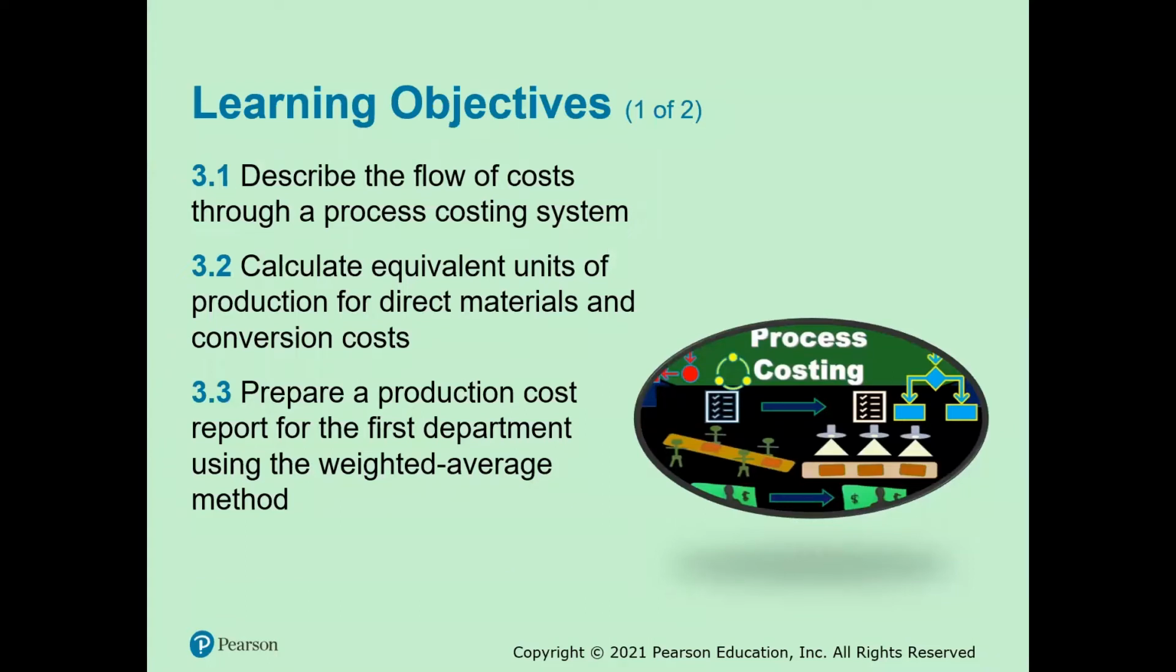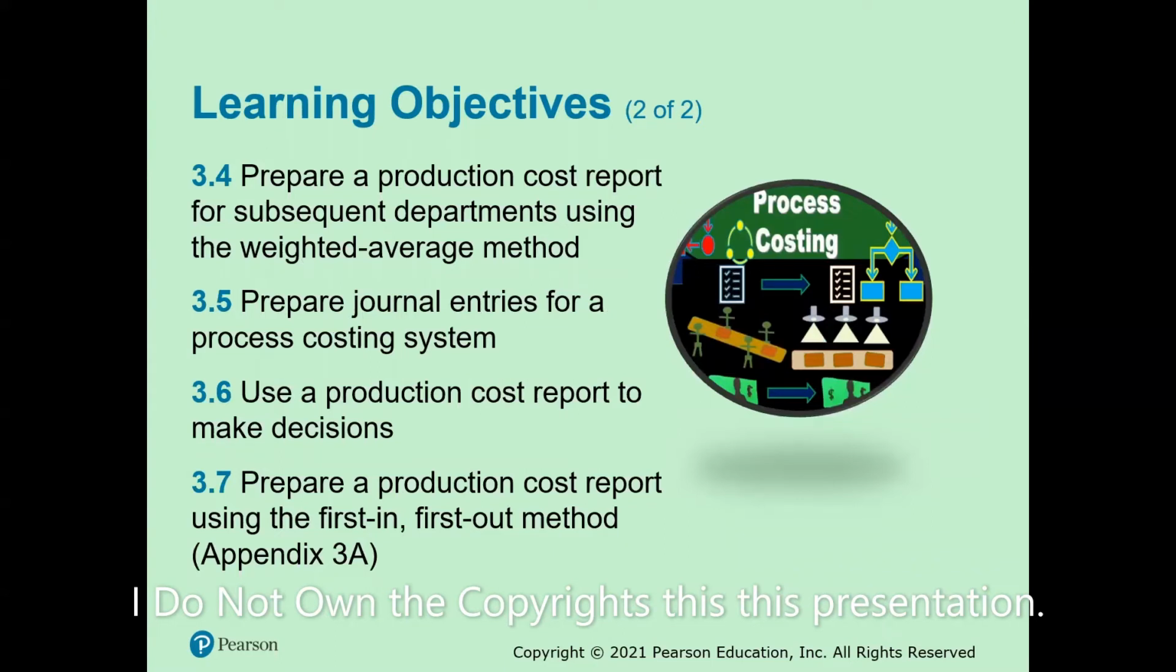The learning objectives are: 1, describe the flow of costs through a process costing system; 2, calculate equivalent units of production for direct materials and conversion costs; 3, prepare a production cost report for the first department using the weighted average method; 4, prepare a production cost report for subsequent departments using the weighted average method; 5, prepare journal entries for a process costing system; 6, use a production cost report to make decisions; and finally, 7, prepare a production cost report using the first in, first out method, or FIFO.